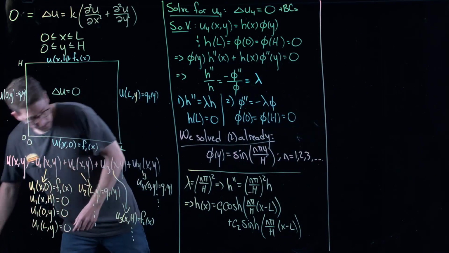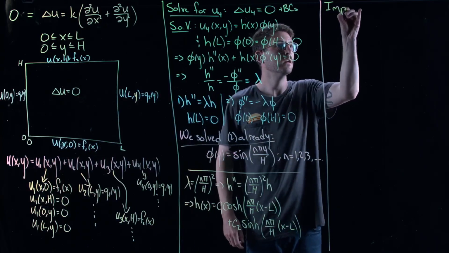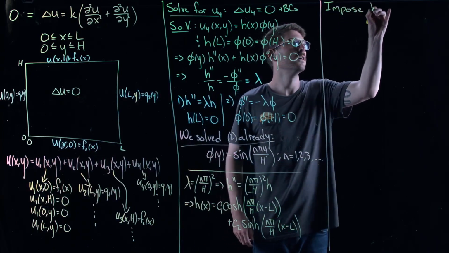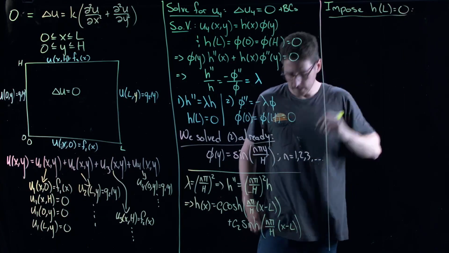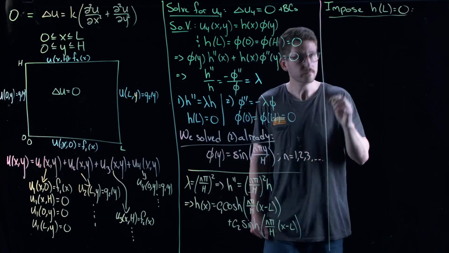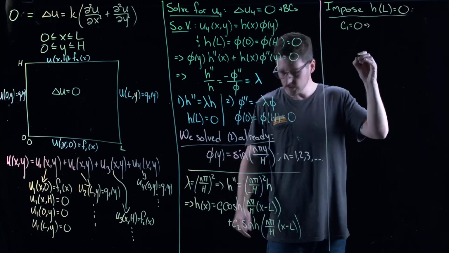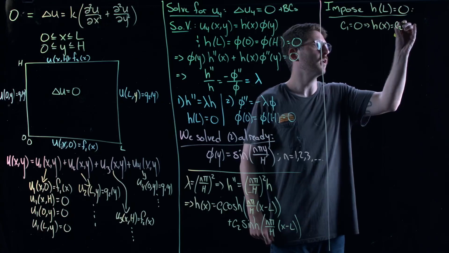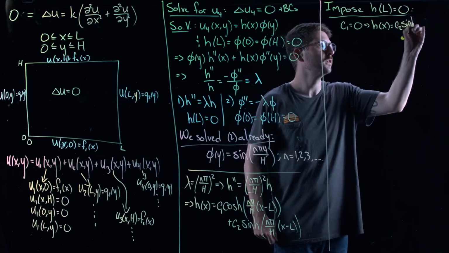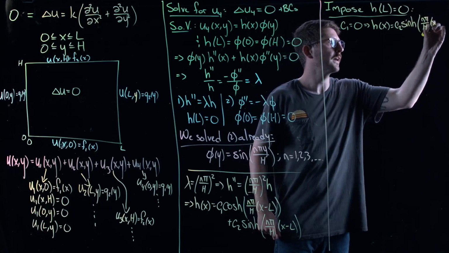Now, the point here is to impose the boundary condition. Impose h of L is equal to 0. And essentially what this gives you is C1 is equal to 0, which tells you that h of x is all the constant multiples of sinh of n pi over h x minus L.